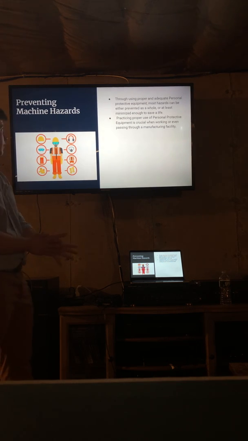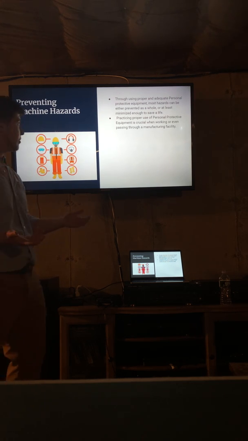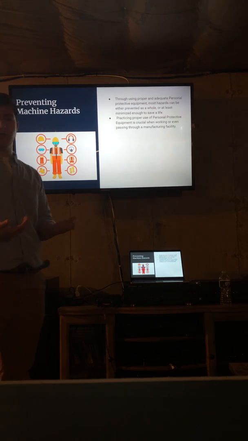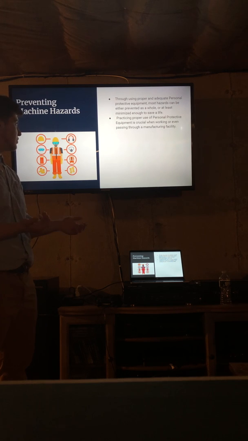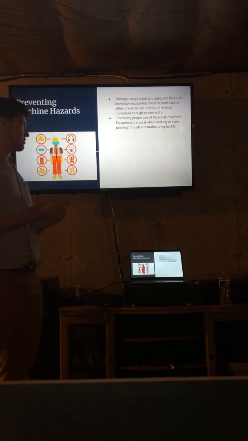And preventing machine hazards, part 2. Through using proper and adequate PPE, or personal protective equipment, most hazards can be either prevented or minimized enough to reduce injury and save a life. And practicing the proper use of PPE is crucial when working or even passing through a manufacturing facility. For example, in the IAM building, we don't exactly produce a lot of things, but we have labs being worked on, and we have tours coming through and other students and professors, and we want to make sure that we're safe as well as the people that are passing through, because we want them to see what a good facility we are.